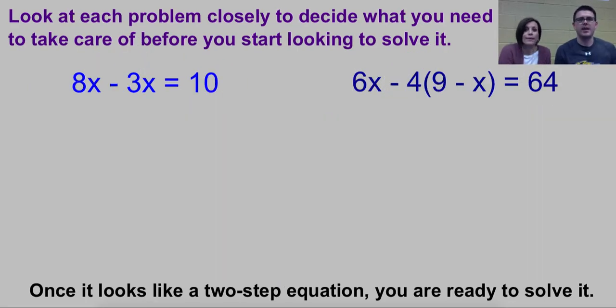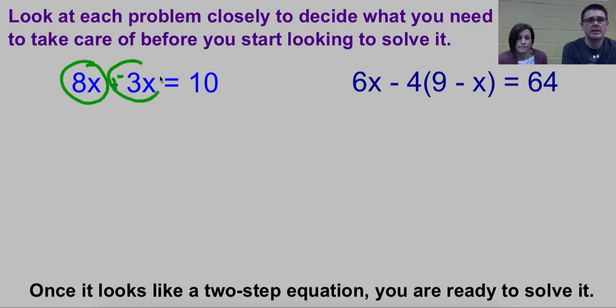All right. Oh, you get an easy one. So start by looking at the problems and try to figure out, okay, what is it that I need to do before I'm ready to start solving it? So this one only has 2 pieces, but if you notice they are like terms, so I need to combine them together. 8x and negative 3x is 5x equals 10. It's a nice one-step equation. I'm just going to divide both sides by 5, and x is equal to 2.